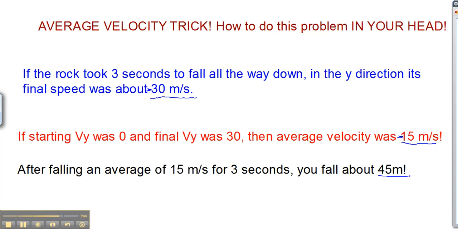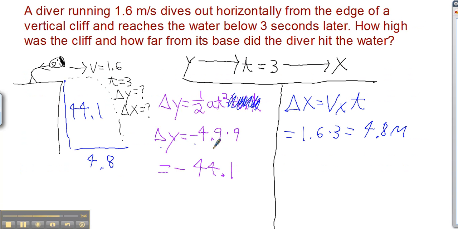Now that doesn't match what we got here exactly because we used 9.8. So we got 44.1. But that's pretty stinking good. Only about 2% off, and we did it in our heads in about 5 seconds. So that can be a very useful trick.